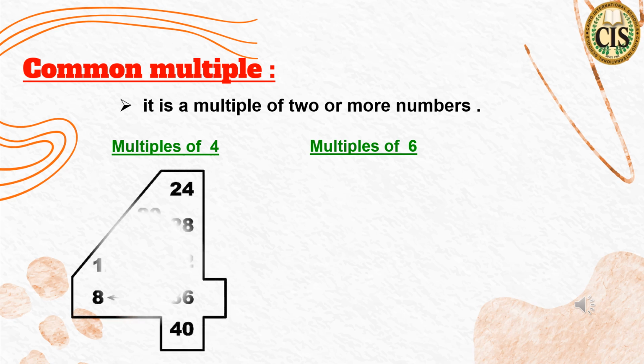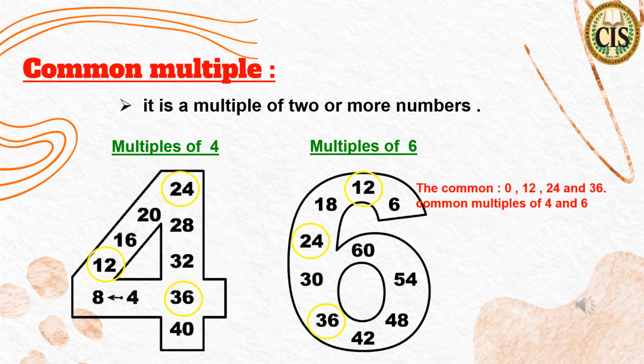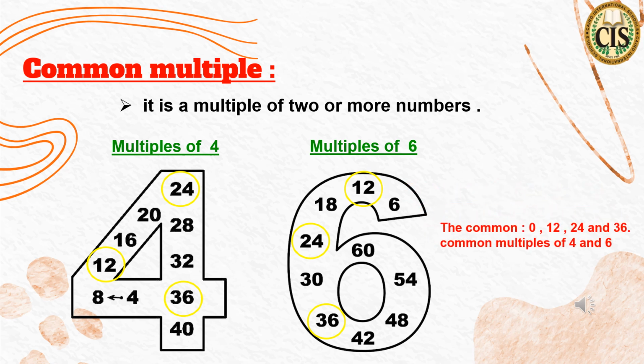Multiples of 4 are 4, 8, 12, 16, 20, 24, 28, 32, 36, and 40. Multiples of 6 are 6, 12, 18, 24, 30, 36, 42, 48, 54, and 60. Let's get out the common ones, which are 12, 24, and 36. And don't forget to put 0, because 0 is a common multiple for all numbers. So 0, 12, 24, and 36 are common multiples of 4 and 6.